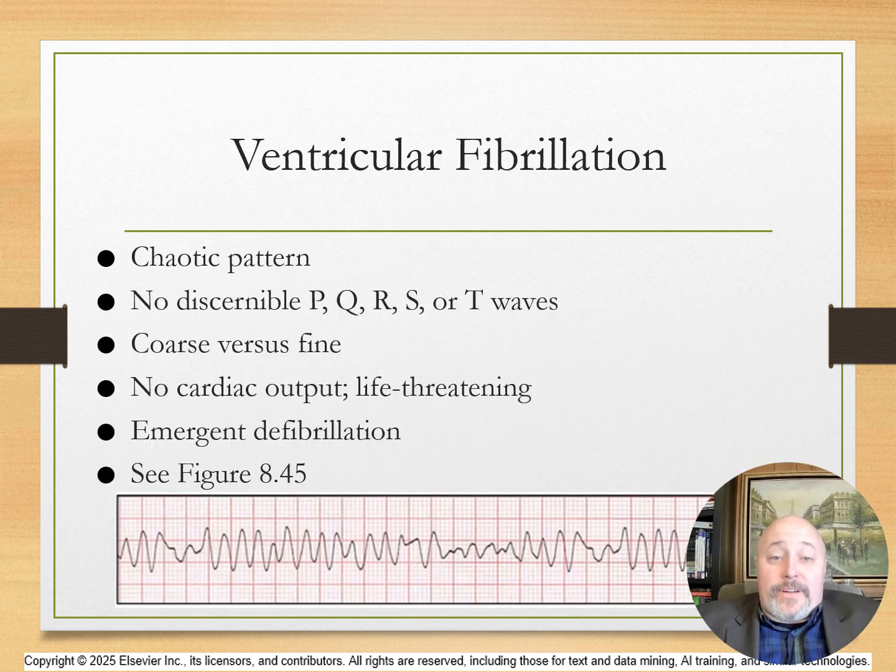On the other hand, ventricular fibrillation is a chaotic rhythm characterized by a quivering of the ventricles, just like with atrial fibrillation, which results in a total loss of cardiac output and pulse. This is a life threatening emergency, and the more immediate the treatment, the better the chances of survival will be. Again, there's going to be no discernible P, Q, R, S, or T waves, just like in our example below, where it is coarse versus very fine, zero cardiac output, and it requires emergent defibrillation.